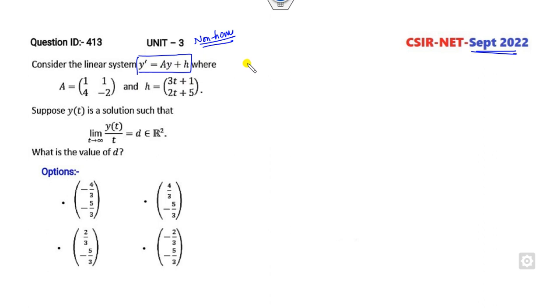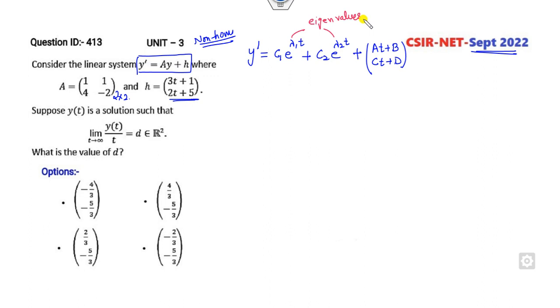The size of this A is 2 cross 2. So the solution has the form c1 times lambda 1 of t plus c2 times lambda 2 of t plus a particular solution. Since they are linear forms, the particular solution is of the form at plus b and ct plus d, where lambda 1 and lambda 2 are the eigenvalues of matrix A.